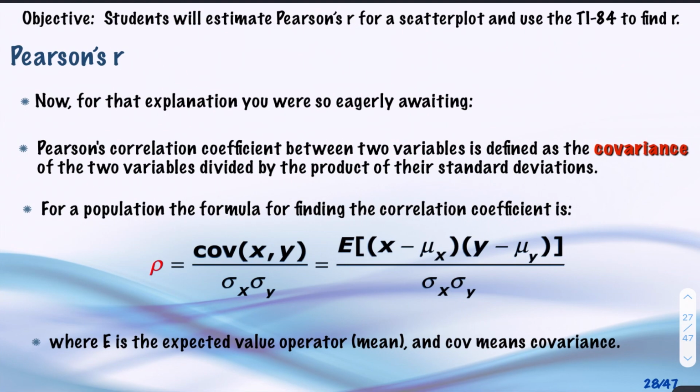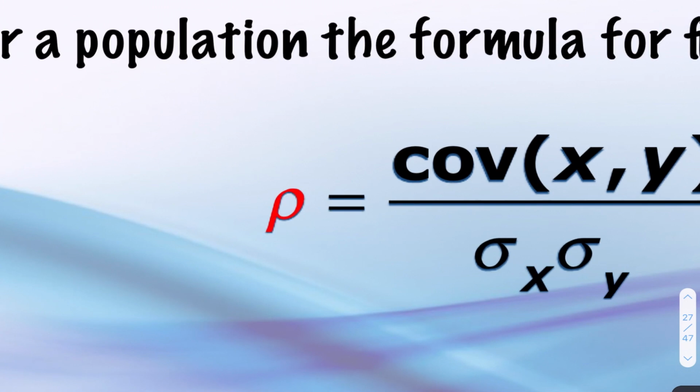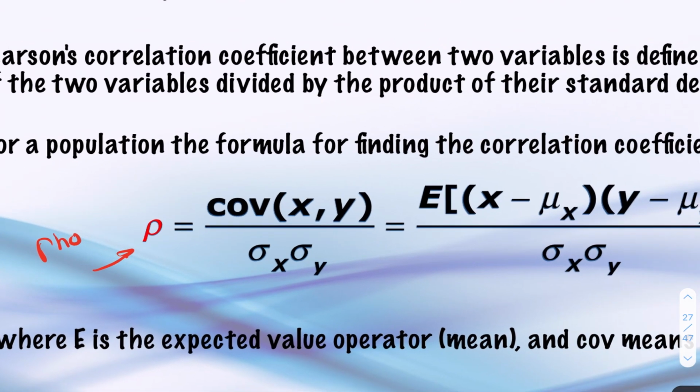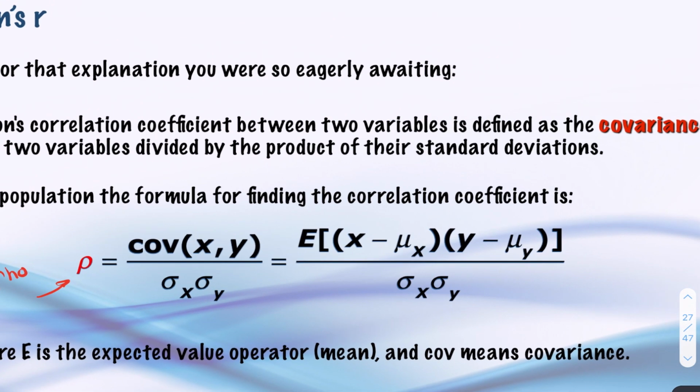Well, Pearson's r. Now for this explanation you were so eagerly awaiting. Pearson's correlation coefficient between two variables is defined as the covariance of the two variables divided by the product of their standard deviations. For a population, the formula for finding the correlation coefficient is, this is our Greek letter again for population, rho, which is r, the covariance of x comma y divided by sigma x times sigma y, or the standard deviation of x times the standard deviation of y. Well, what is covariance? Well, that is the expected value of x and the expected value of y multiplied together divided by their standard deviations. Obviously. And what do we notice about x minus mu? So that's the expected value of our particular data value minus, or how far away our expected value is from, our mean for our x and for our y.